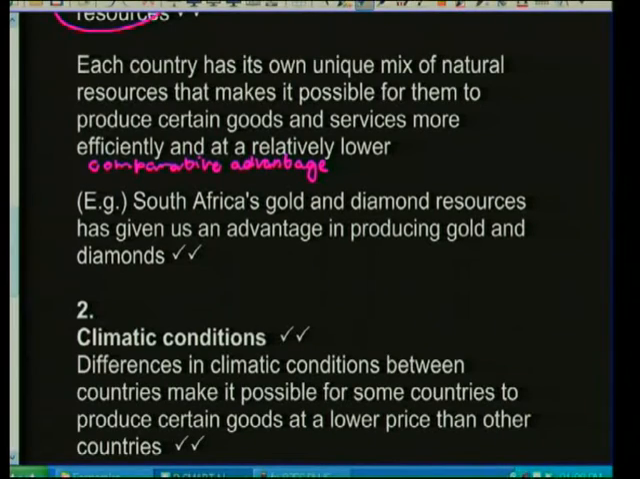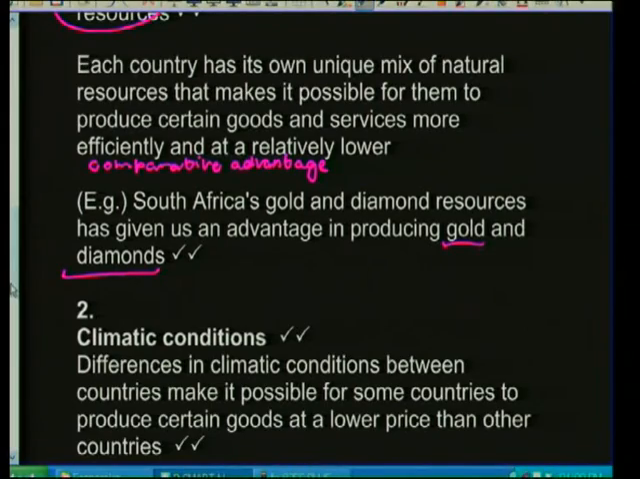This means that you might even be in a situation where you can produce the product, but you prefer to specialize in another product because you can make more money from producing the other product and then save in the process by importing the product from another country. Now, the example that they have here is that South Africa's gold and diamond resources has given us an advantage in producing gold and diamonds. So we would focus on the production of gold and diamonds and rather import some of the other minerals. So gold and diamonds is a good example that you can use in your test.